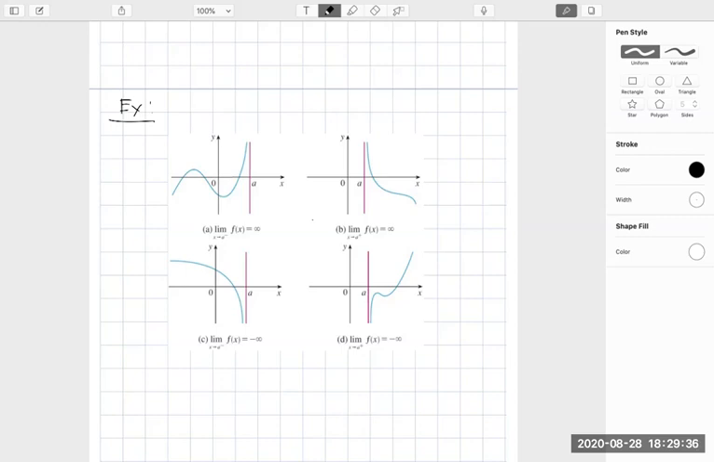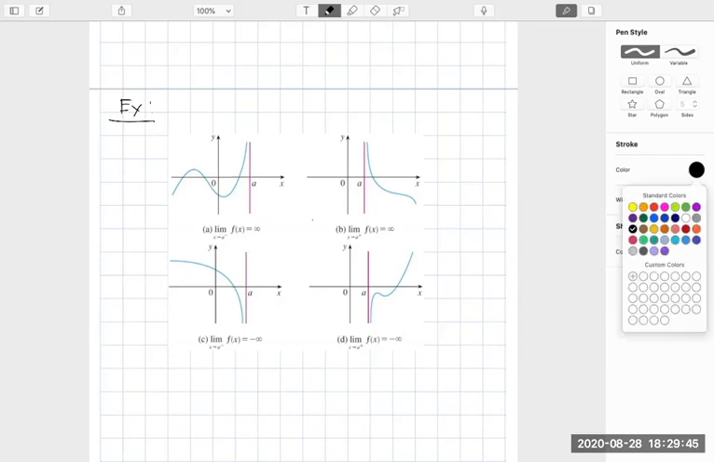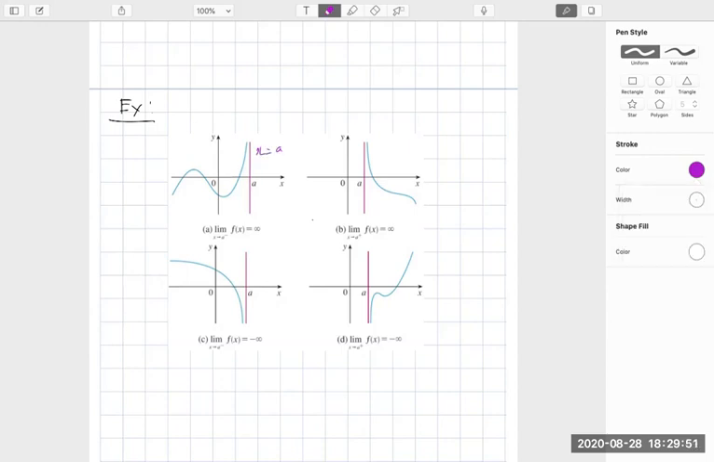So the blue line here at x is equal to a in all these graphs, or this guy, or this guy, or this guy. All these, we call a vertical asymptote.